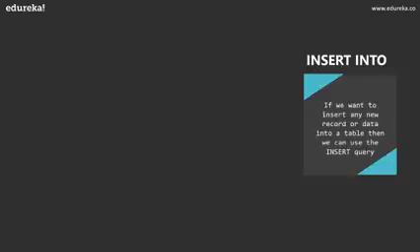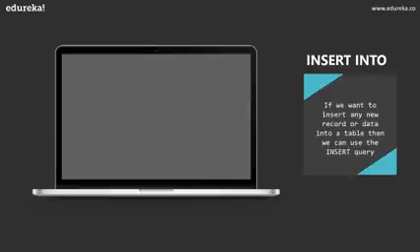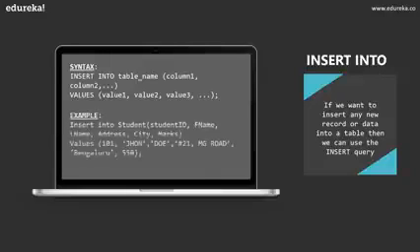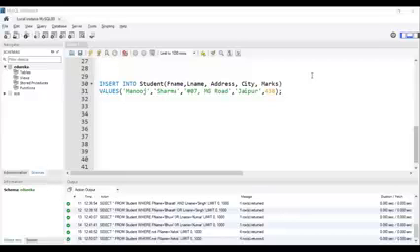If we want to insert any record or data into a table, then we can use insert query. And the syntax for this is insert into is a keyword that is used in insert query. Followed by that, we have to specify the table name and columns. After that, we have to specify the values. Let's look at the example to clearly understand how exactly this query works. So this is the example for insert query.